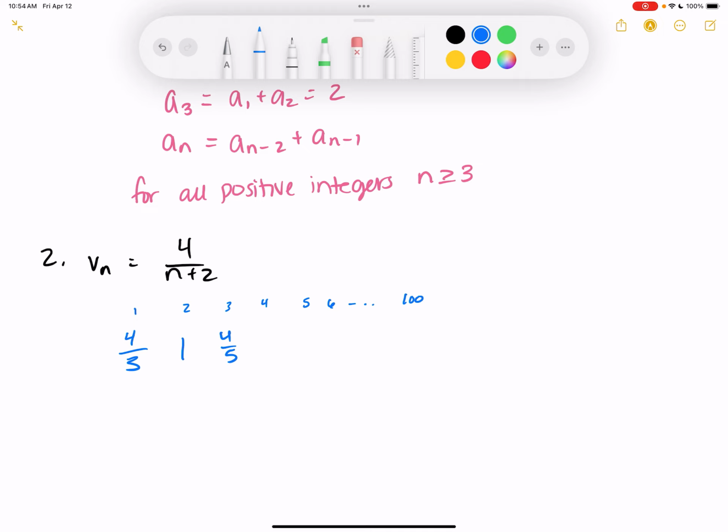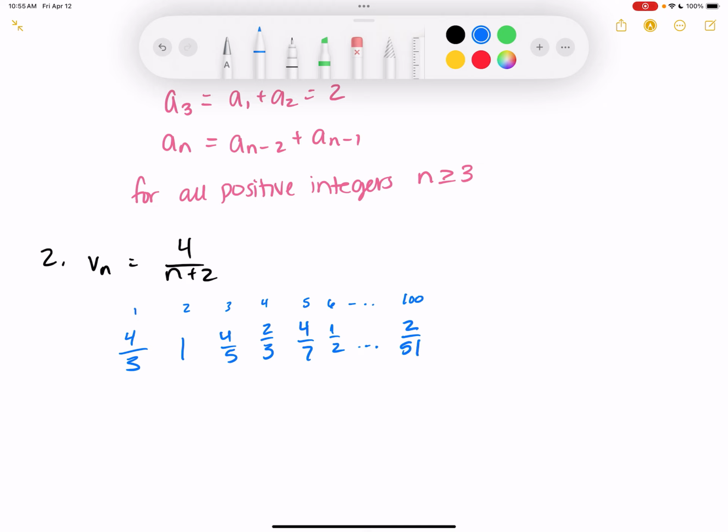4 over 6 is 2 thirds. Then 4 sevenths. There we go. Dot, dot, dot. If I plug in 100, oh, 100, not 10, I get 2 over 51. Yep.